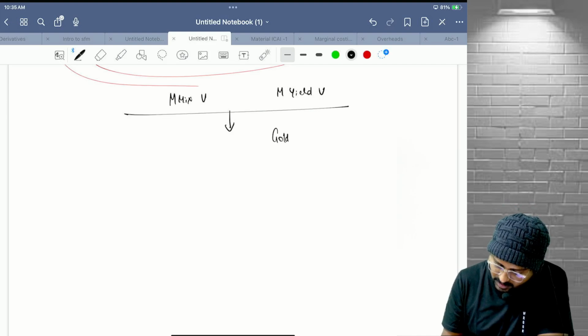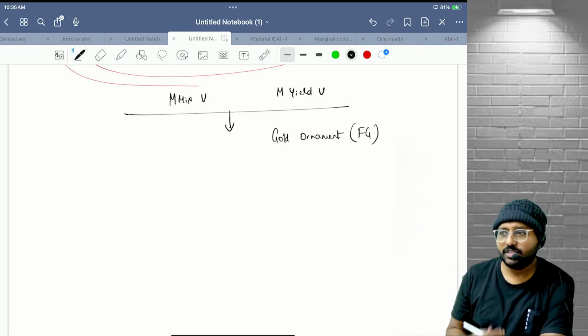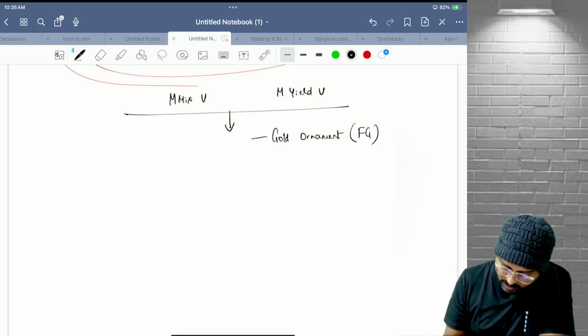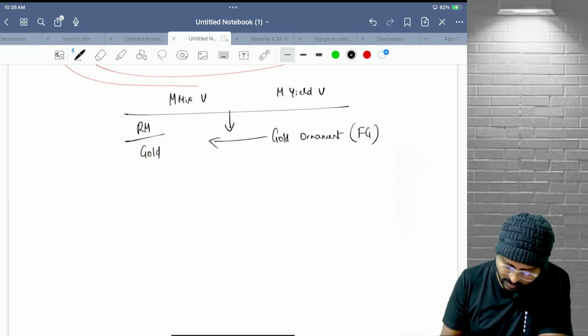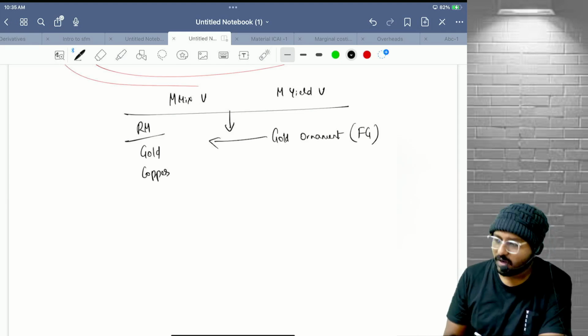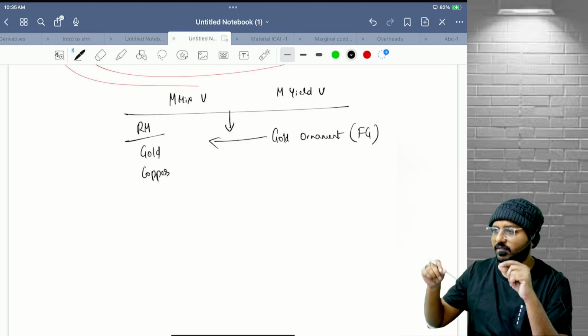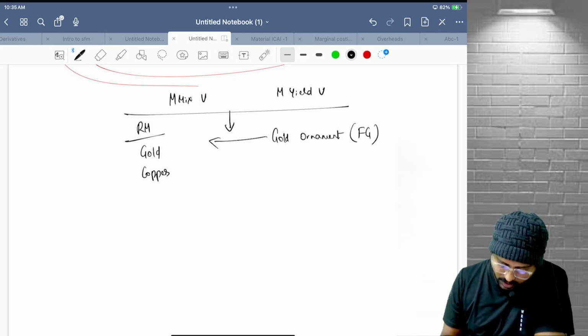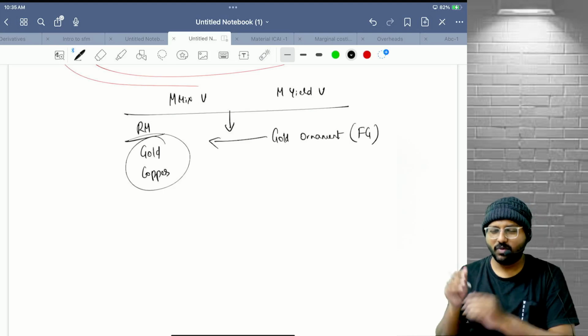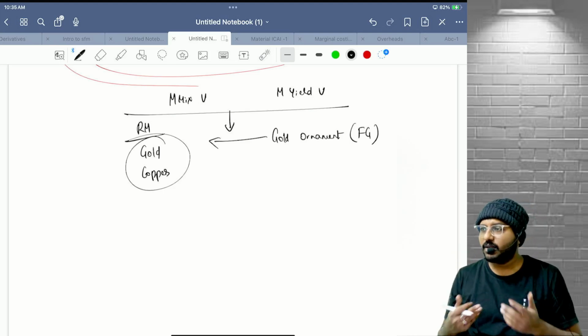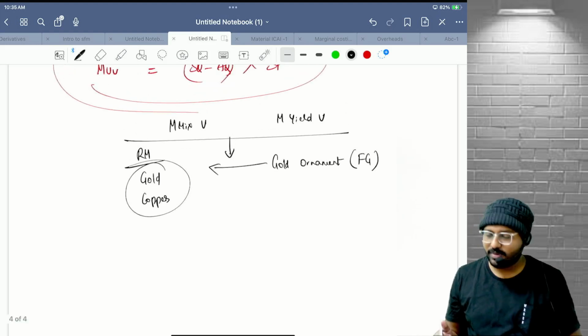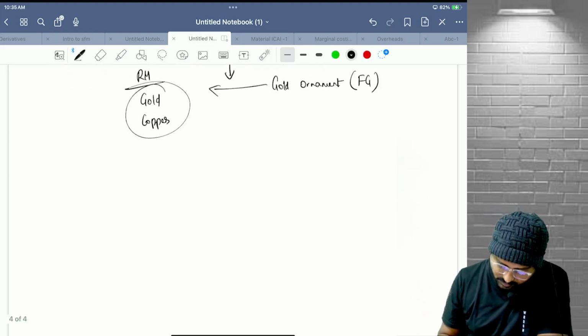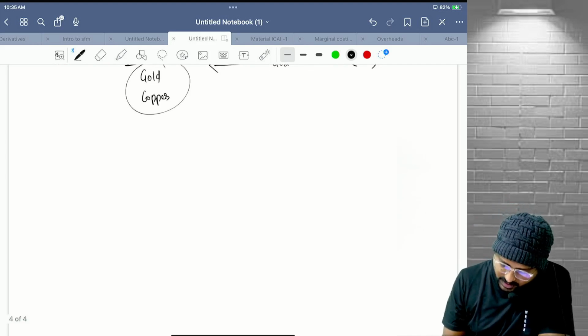We'll take gold ornament. So when I take gold ornament, this is your finished good, the jewelry. So what will be the raw materials for this? Gold alone will not be the raw material. It's an alloy. You need gold as well as copper. Only then you will be able to design it. With just gold, you can't design it. So we have gold as well as copper. These are your multiple raw materials. So when there are multiple raw materials, obviously you'll be getting what? Mix as well as yield. So let's go with this mix and yield.